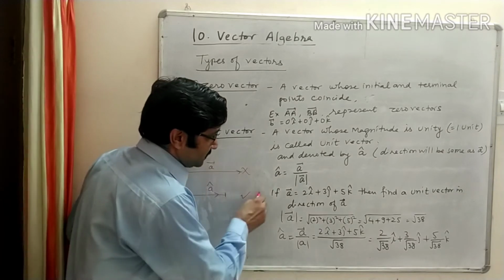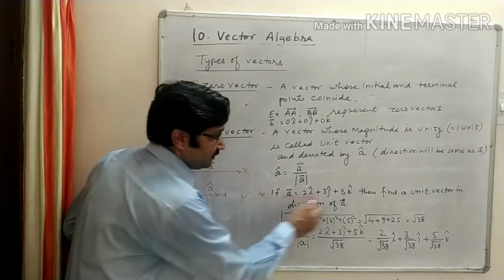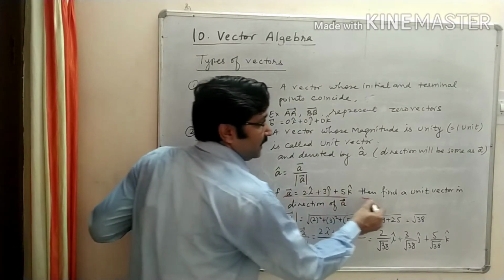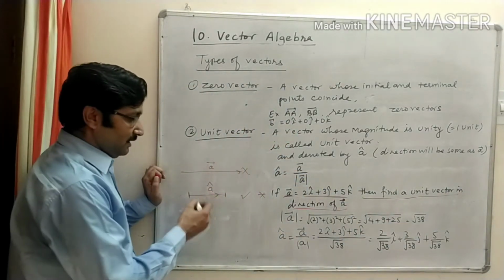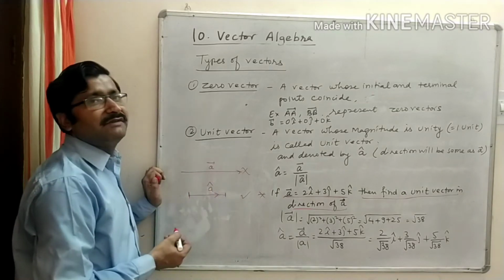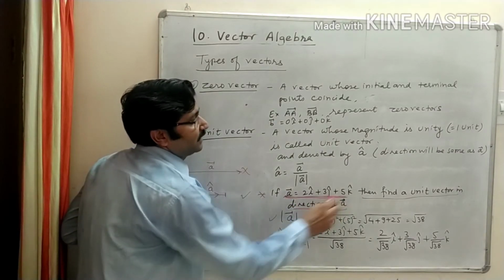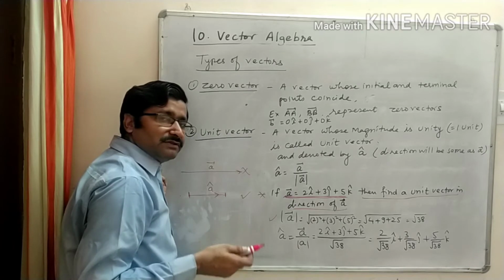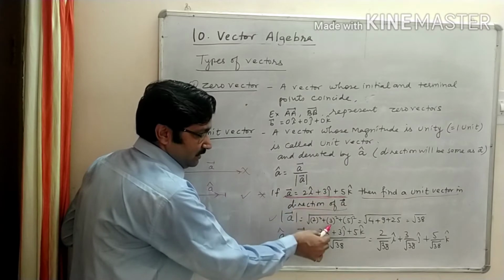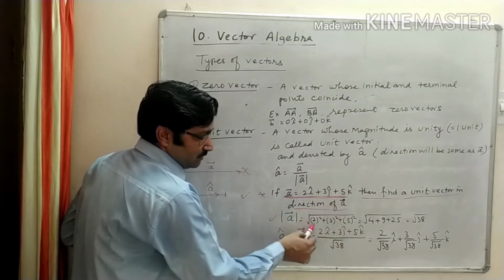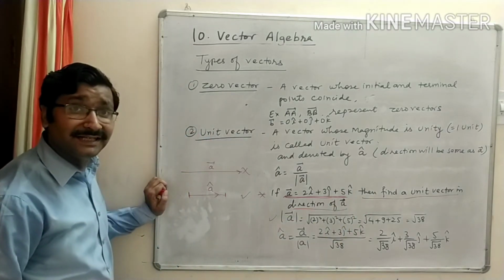One question we will take, then you will understand. If a is given to you as 2i plus 3j plus 5k, then you have to find a unit vector in the direction of a vector. Means a unit vector whose direction will be the same as the a vector. How can we find it? Look here, first you find the magnitude of this vector. You already know, root of x square plus y square plus z square. Here x is 2, so 2 square, y square means 3 square, z square means 5 square, under root. So 2 square is 4, 3 square is 9, 5 square is 25, you add and get root 38.